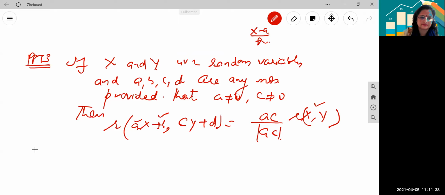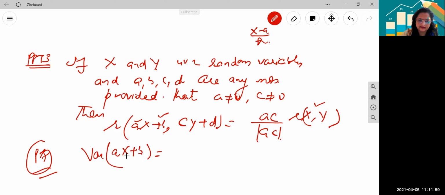So let's come to its proof. Now I'm coming to the proof of the theorem. In order to find the correlation coefficient, what do you need? You need covariance, variance of x and variance of y. So first of all, we will find all these things. So variance of AX plus B. You know the variance of a constant is always 0. These are simple properties.